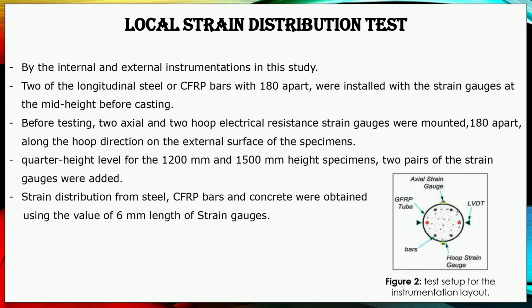At the quarter height level for the 1200 mm and 1500 mm height specimen, two pairs of the strain gauges were added and also mounted. Strain distribution from steel, CFRP bars and concrete were obtained using strain gauges of 6 mm length. Figure 2 shows the overview of the test setup for the instrumentation layout.